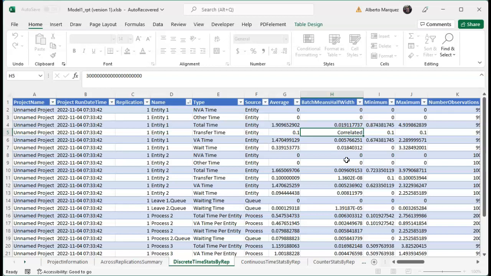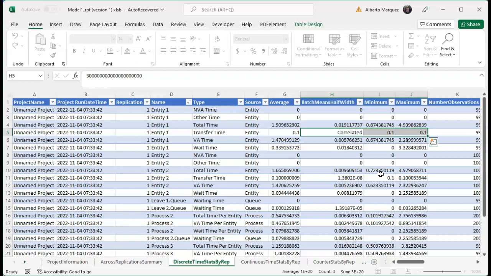In this particular example, all the transfer times are exactly 0.1, and that's why all the data you see is correlated. And how do I know that? Because in the next two columns we have the minimum observed through all the observations and the maximum observed through all the observations. We see that for the one that is correlated, the minimum and the maximum are the same, meaning that all of them were exactly the same.